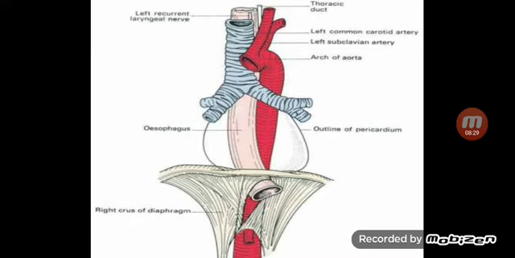The esophagus is related anteriorly to the trachea and left recurrent laryngeal nerve. You remember that the left recurrent laryngeal nerve descends in a groove between the trachea and esophagus. So anterior to the esophagus, it is related to the left recurrent laryngeal nerve and the trachea.